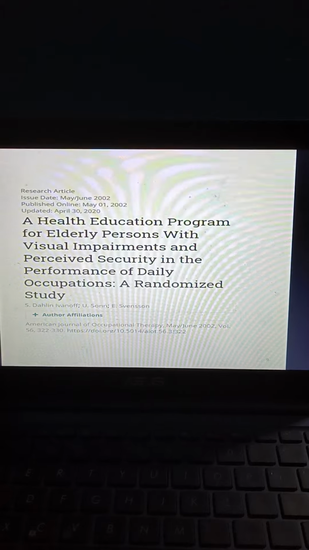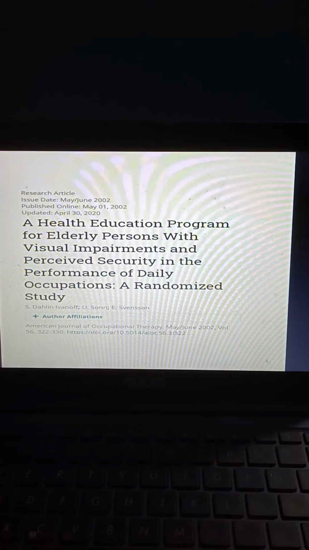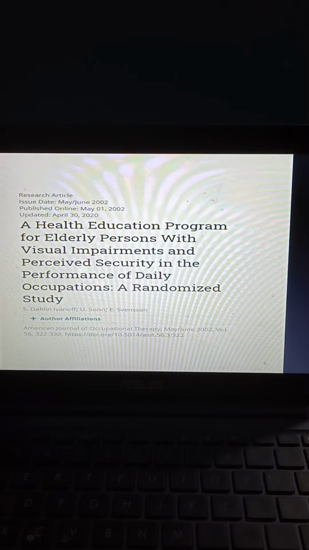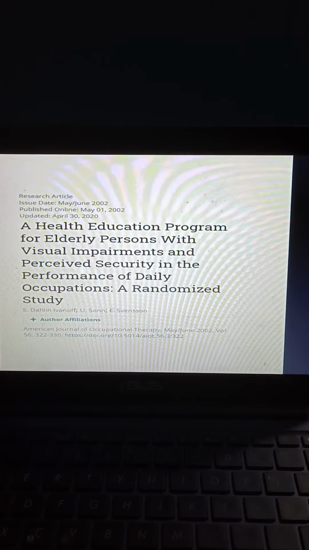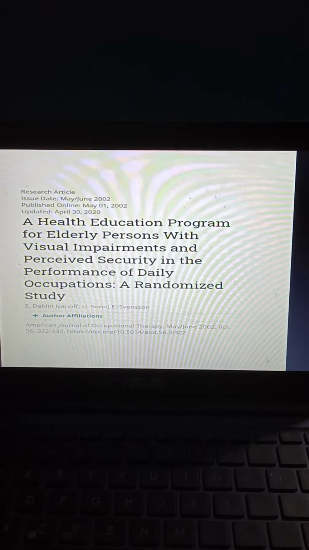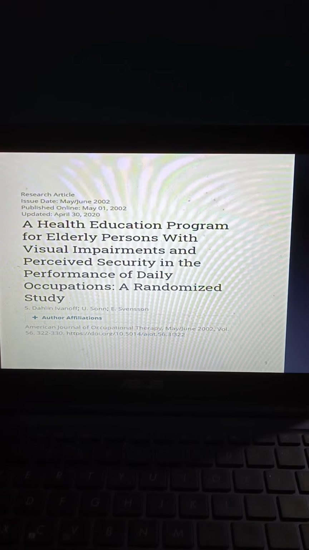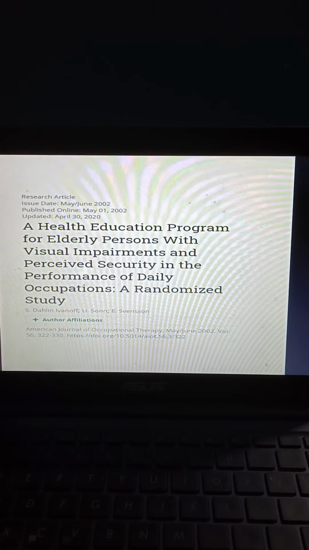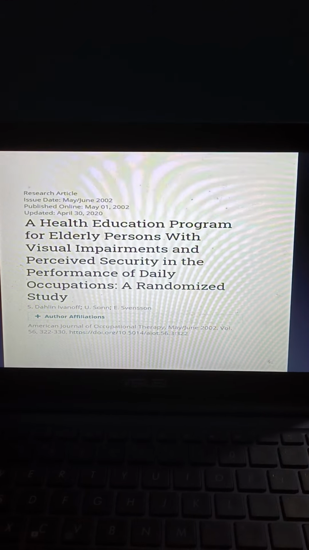This is a research article issued May-June 2002, published online May 1, 2002, updated April 30, 2020: A health education program for elderly persons with visual impairments and perceived security in the performance of daily occupations, a randomized study.